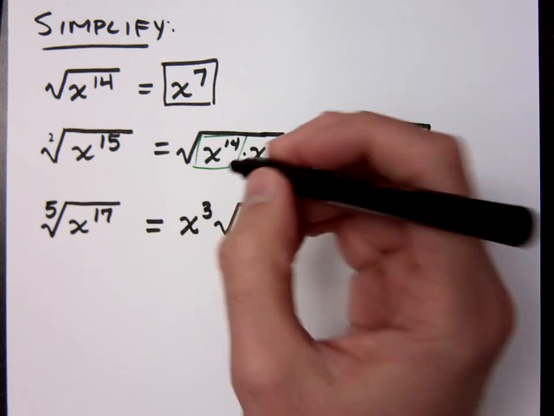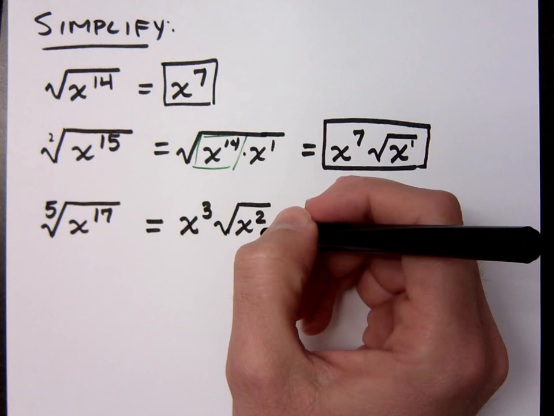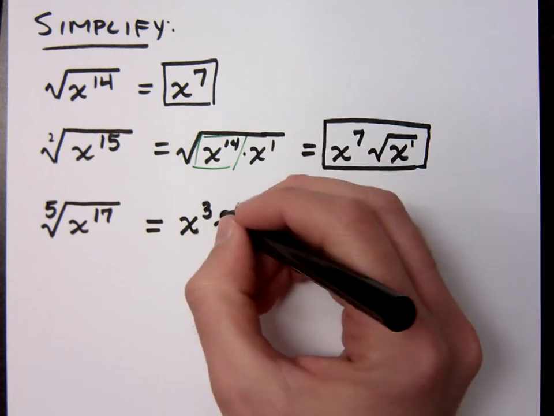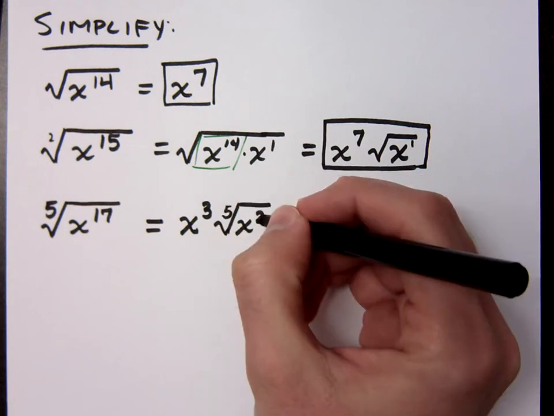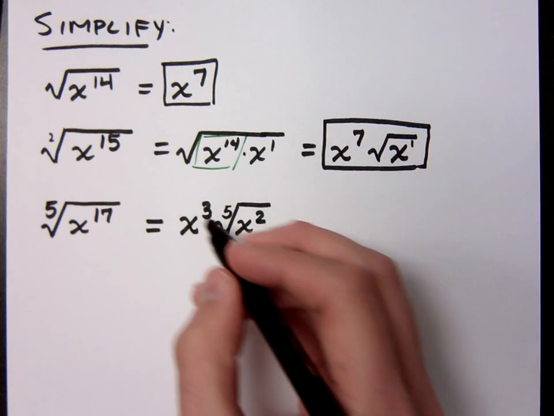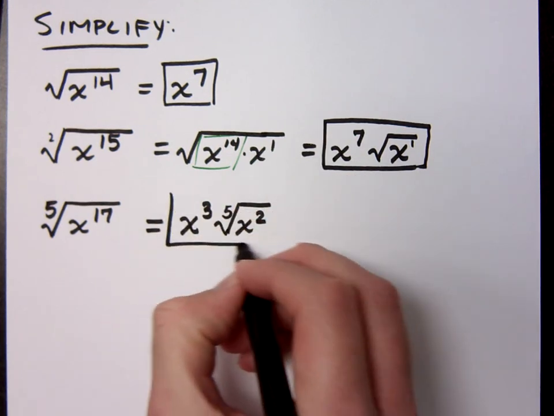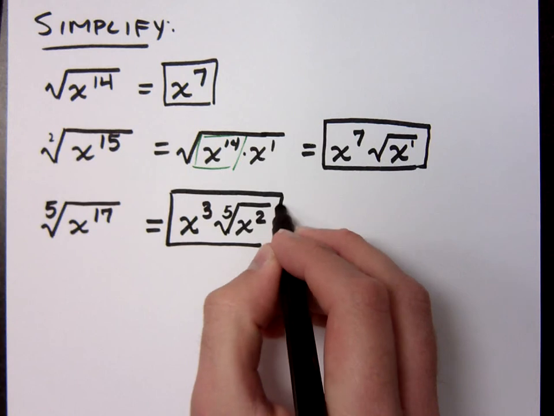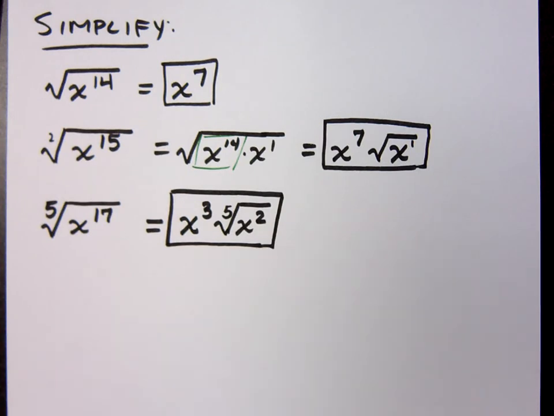Okay. What about your index? Oh, it's still the 5th root, right? Yeah. So don't drop that. I told you, you're skipping steps. So you're supposed to do it.